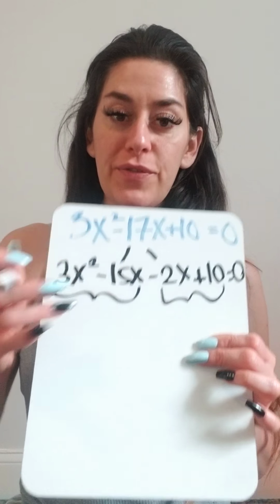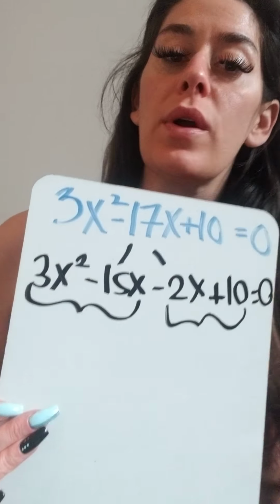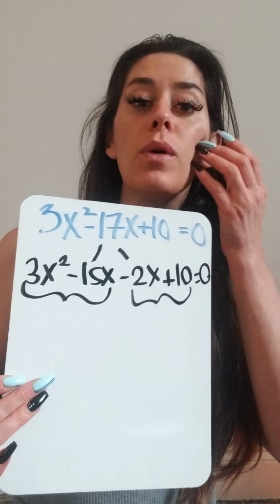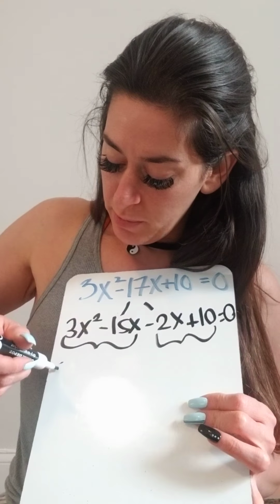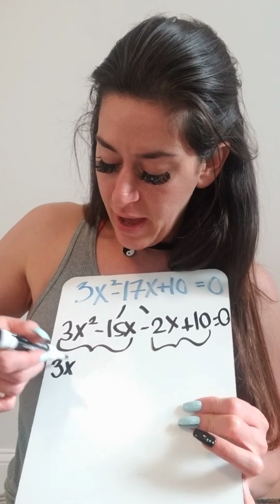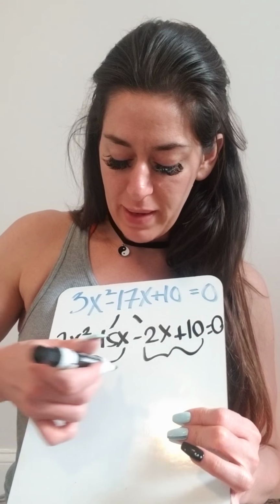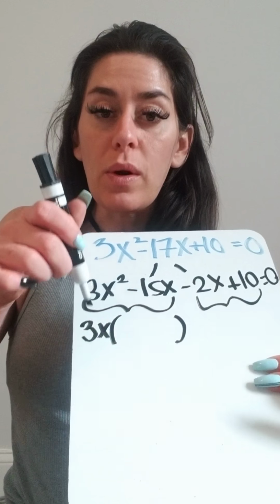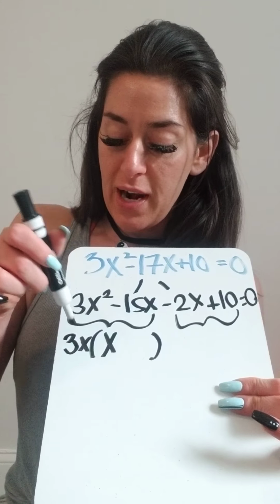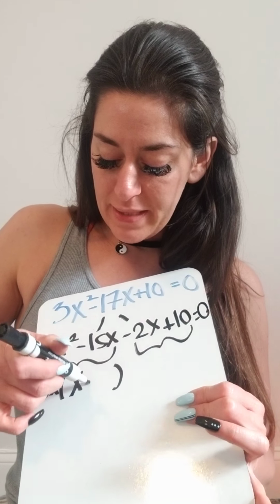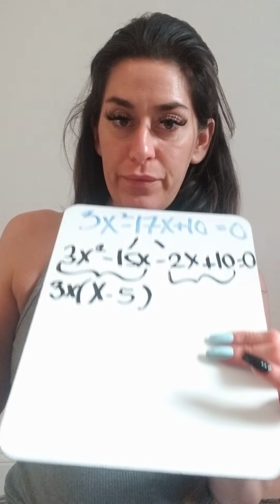This is called factoring by grouping. So I'm going to group the first 2 and group the next 2. 3x squared minus 15x. This is again where you're just saying what is the greatest common factor here? Well, the number they have in common is 3, and they also have an x in common. So I'm going to factor out 3x and then say, what am I left with? Well, 3x squared divided by 3x is x. Negative 15x divided by 3x is a negative 5.